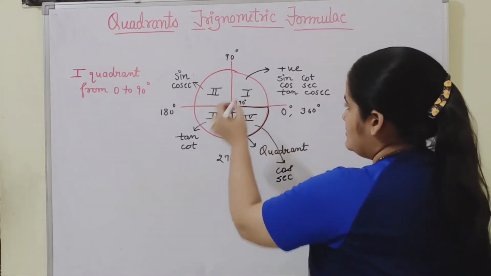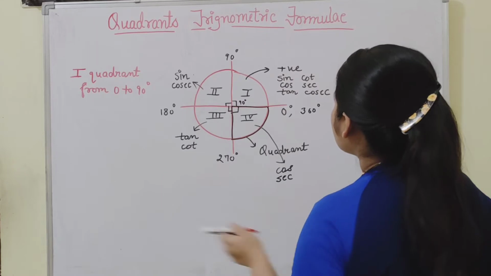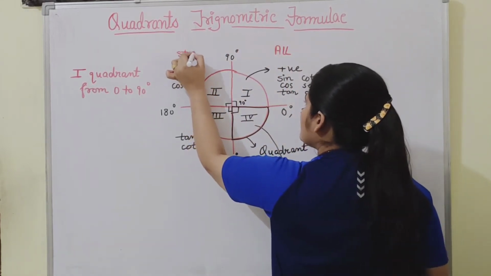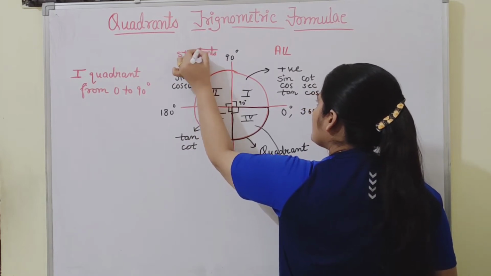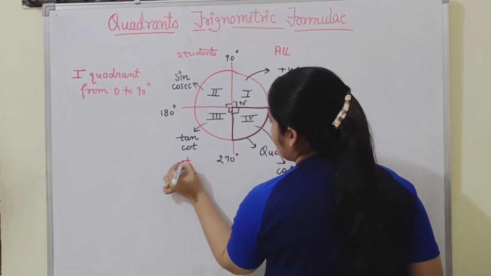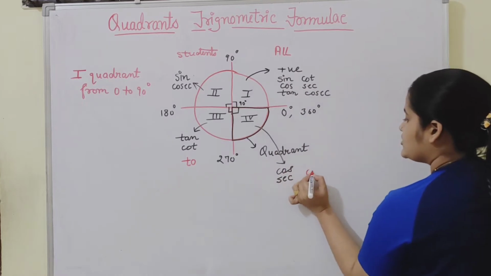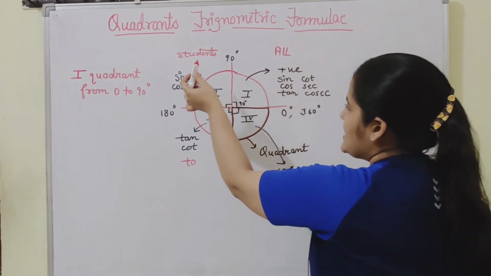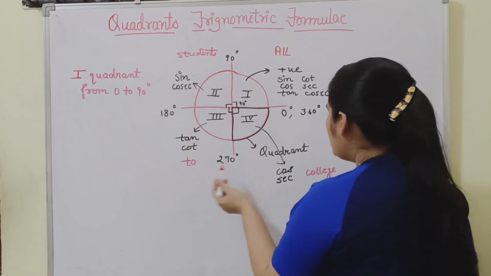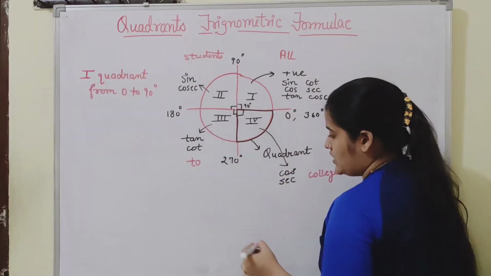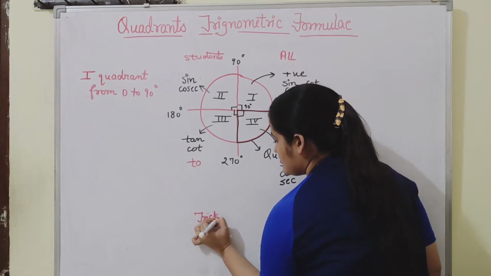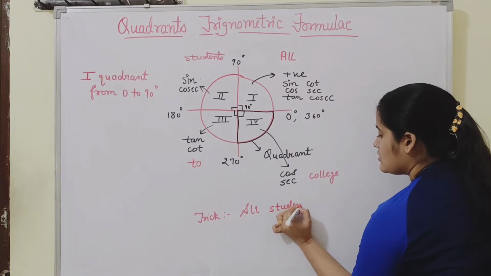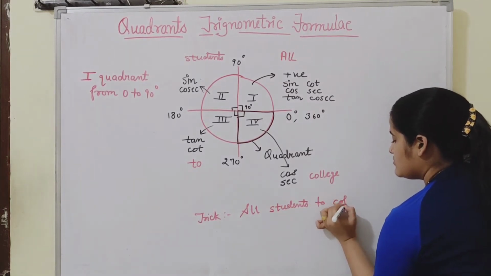So how do we learn these quadrants? All students to college. All represents all the trigonometric ratios. S represents sine, T represents tan and C represents college. So the trick is: all students to college.